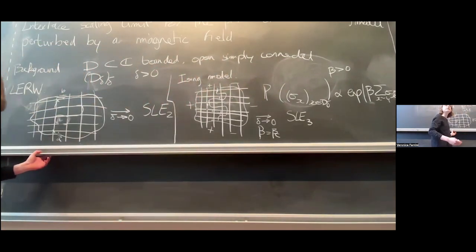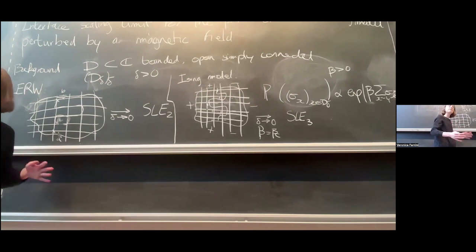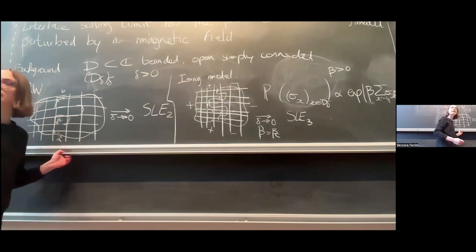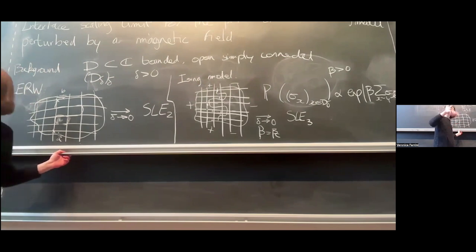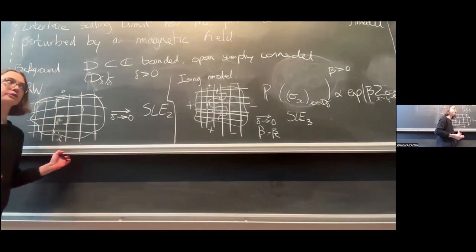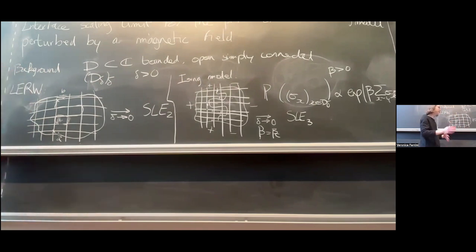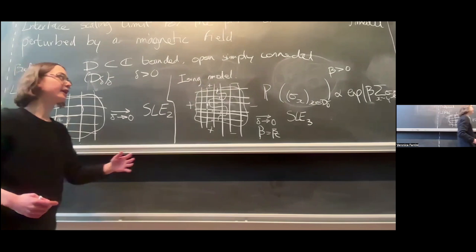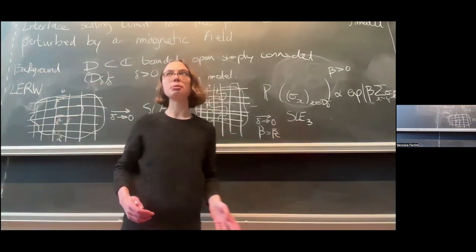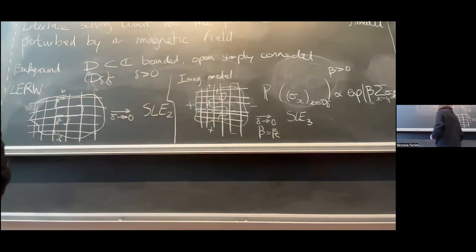I could give other examples. You could look at the interface in the discrete GFF with appropriate boundary conditions, or what Yingzhen talked about, the interface between black and white percolation clusters on the hexagonal lattice. In these two cases, you would also get some SLE-type object in the limit.